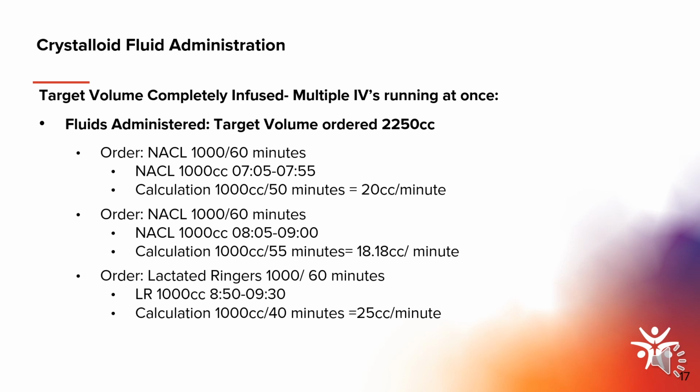The last one, lactated ringers, was actually given from 8:50 to 9:30, which is 40 minutes. So we're going to divide out the 1,000 cc's of lactated ringers by the 40 minutes, and that will give us 25 cc's per minute.